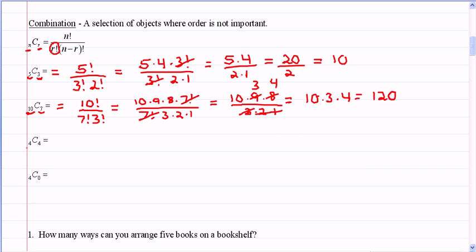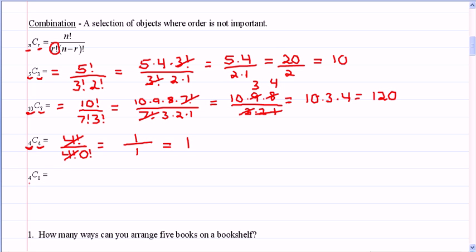So for 4C4, we start with our n, the left number, which is 4, and then we divide it by the right number, our r, so another 4 factorial, and then we take the difference, which is 0 factorial. And the 4 factorials cancel, so we're left with 1 in the numerator, and then 0 factorial, by definition, is equal to 1. So 4C4 is equal to 1.